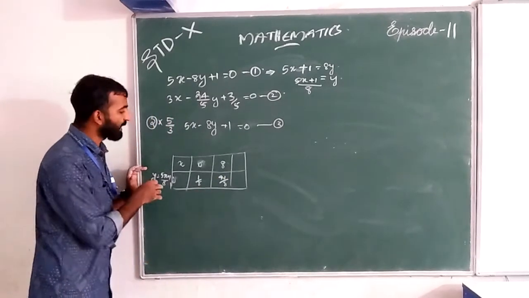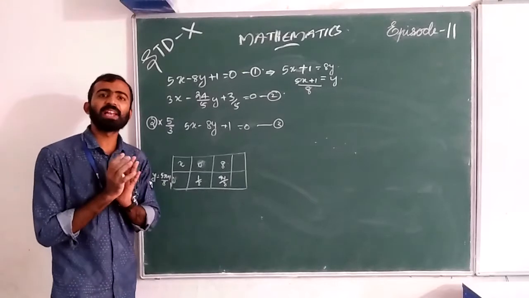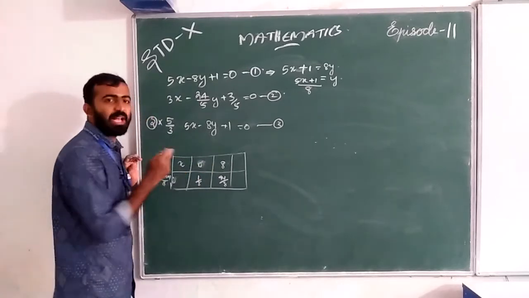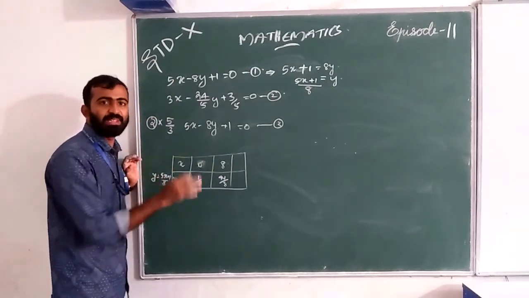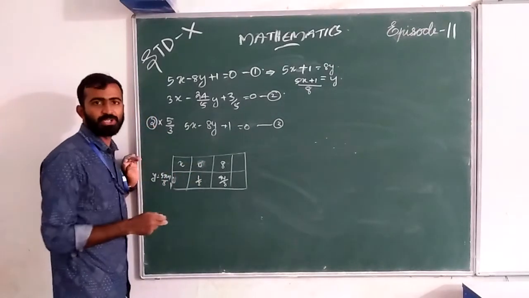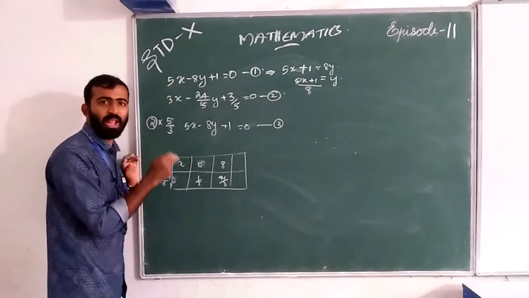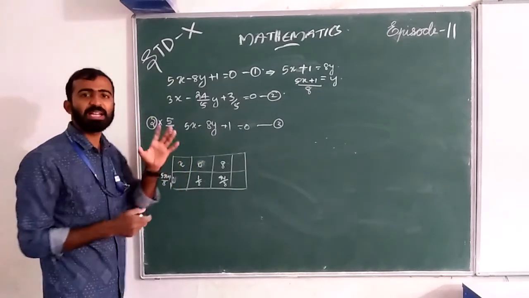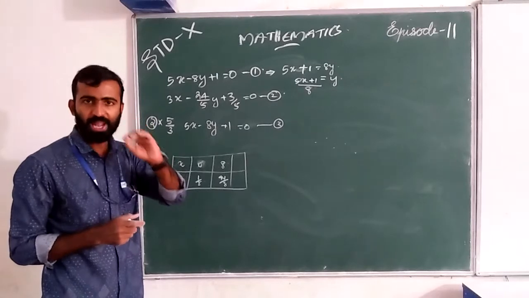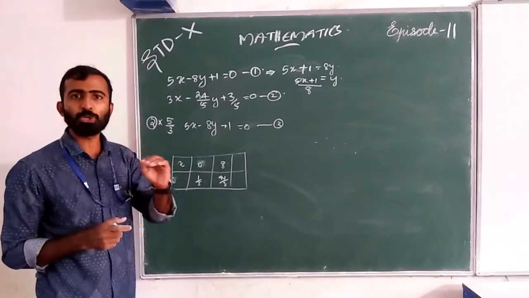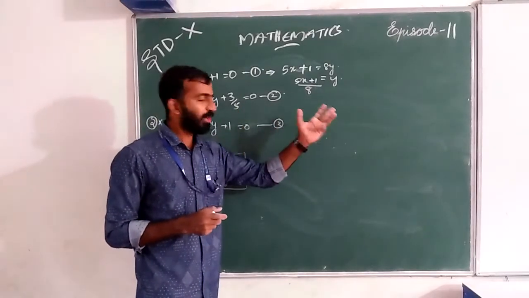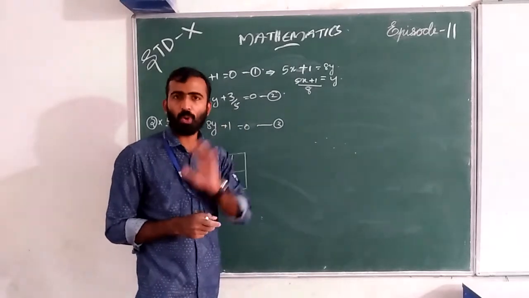When we draw a graph, we want an x coordinate and a y coordinate. So we put any value we like for x, then we get a value of y. If we give 0, we get 1 by 8. If we give x as 1, then we get a corresponding value. As you like, you give any value to x, then we get a corresponding value for y. So when we draw a graph, we want an x coordinate and y coordinate.